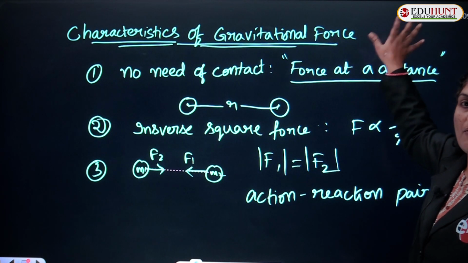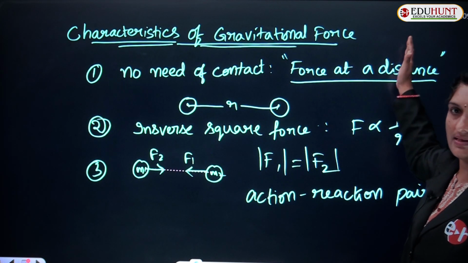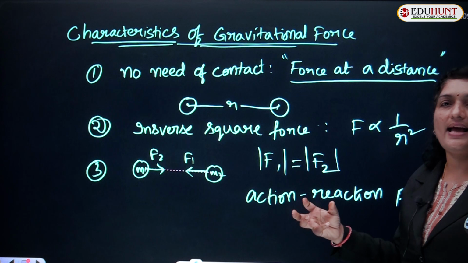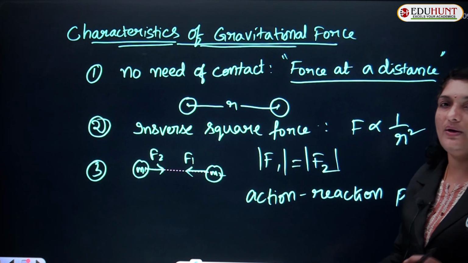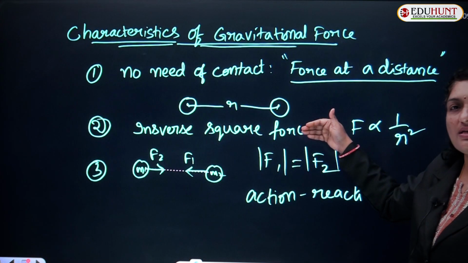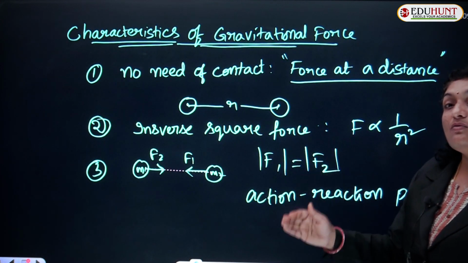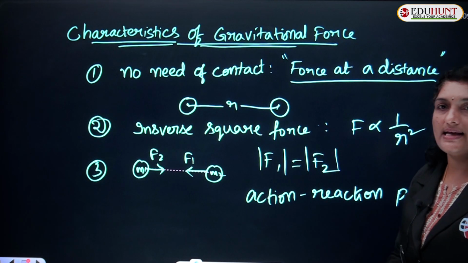First one, force at a distance. It can be considered as a force at a distance because there is no need of interaction, no need of contact between the two bodies. Second one, as force is inversely proportional to the square of the distance between them, it can also be called as inverse square force.